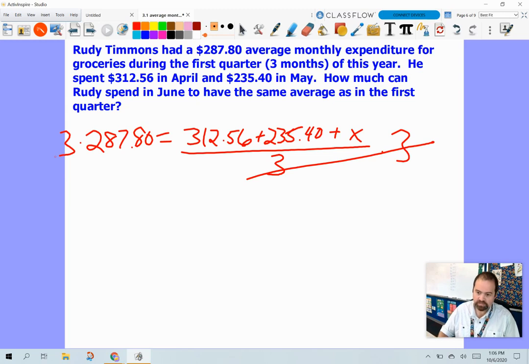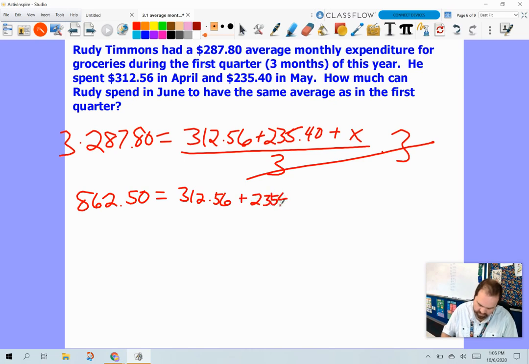So 287.80 times 3 is $863.40. Right? That's 3 times my average. So then on the right-hand side, I still got my 312.56, my 235.40, and my unknown month. Well, now that's a much simpler equation. All I need to do is subtract off the 312.56 and the 235.40 from the 3 times average.